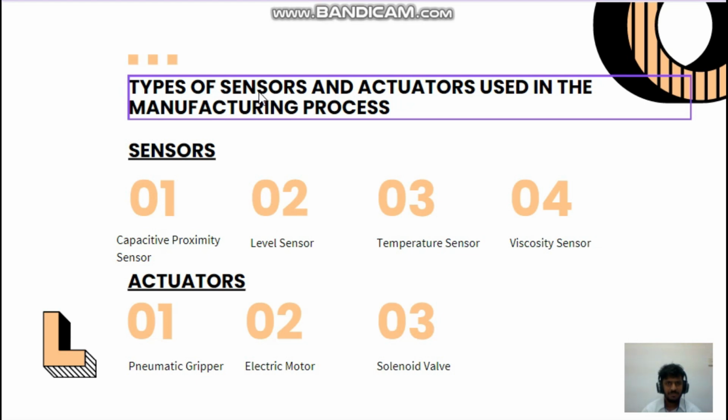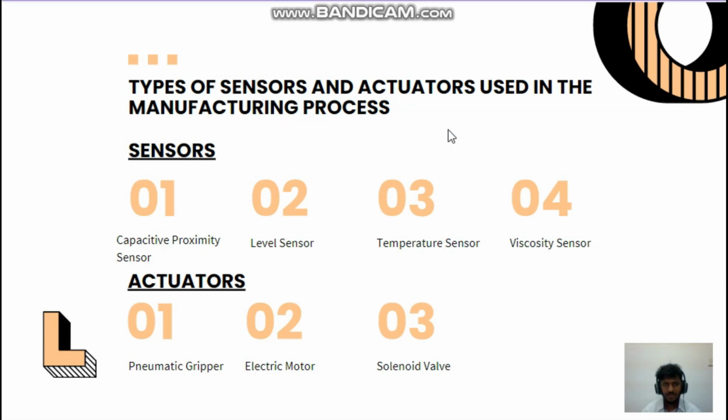Okay, so these are the types of sensors and actuators used in the manufacturing process. There are four types of sensors from what we got from the YouTube manufacturing video. First is the capacitive proximity sensor, then the level sensor, temperature sensor, and viscosity sensor. Then for actuators, there are pneumatic gripper, electric motor, and solenoid valve. So now let's start with this part. So let's go to the next.